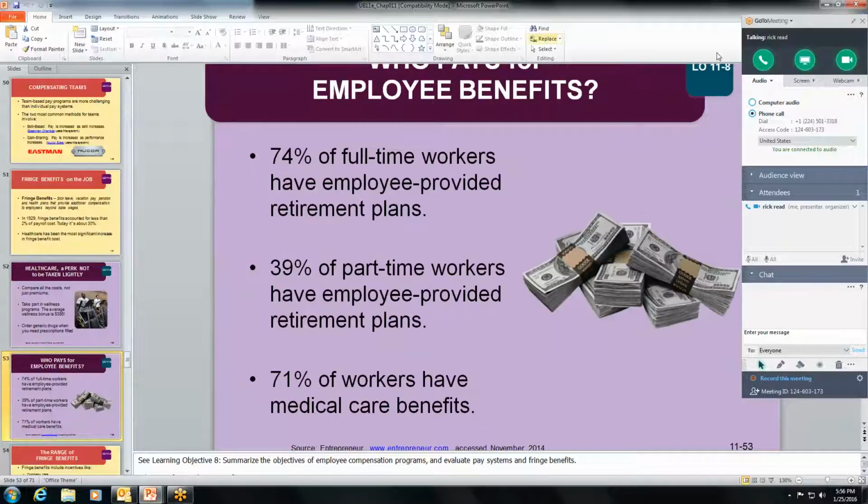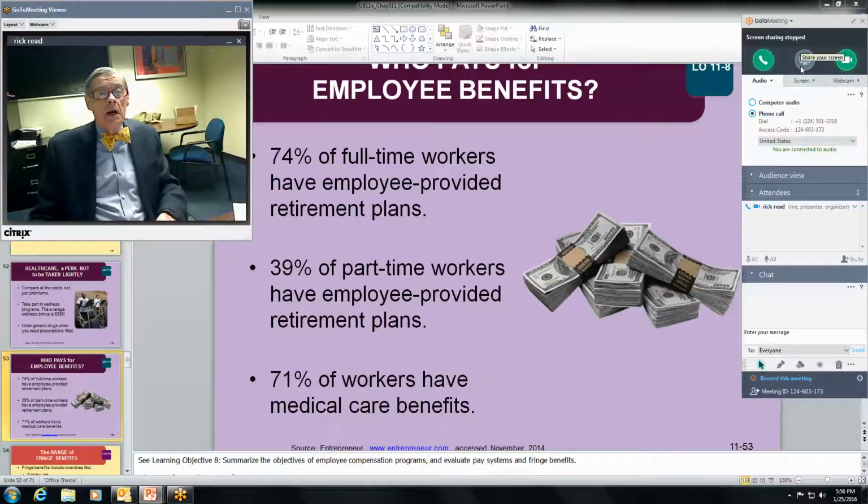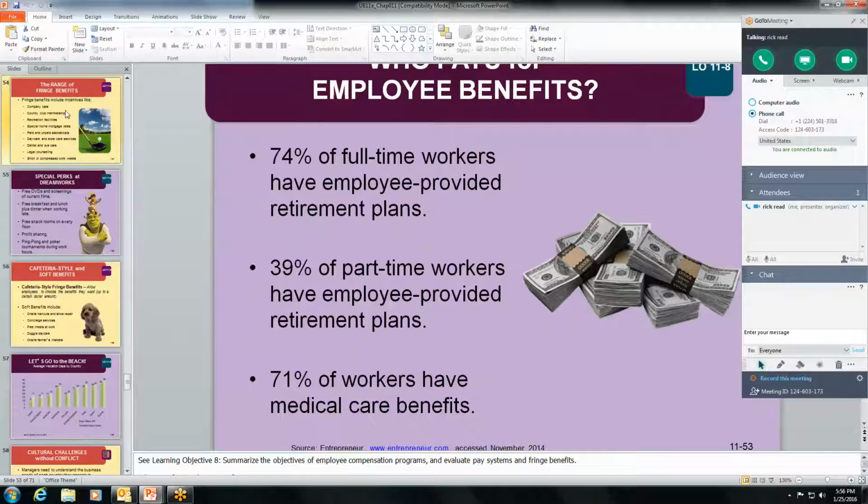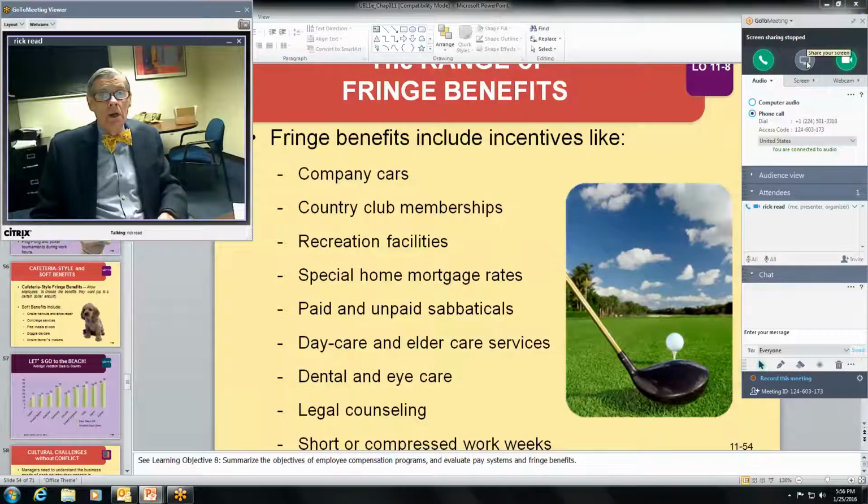This gives us a slide. 74% of full-time workers have employer-provided retirement plans of some kind. 39% of part-timers have that. 71% of workers have healthcare. Healthcare is going to change again. I just don't know how or why. These are different types of fringe benefits. I'm not going to go through those.